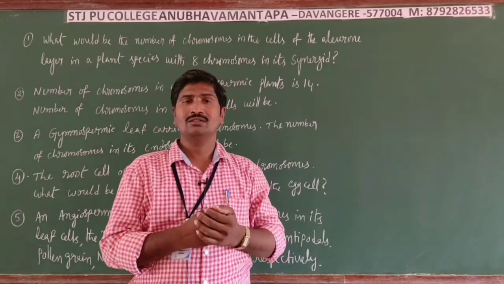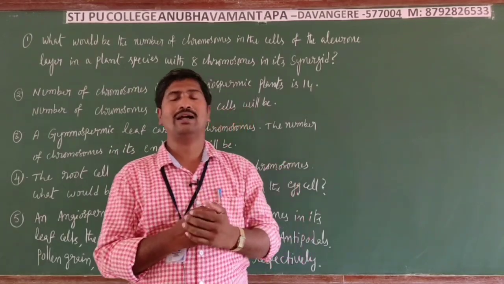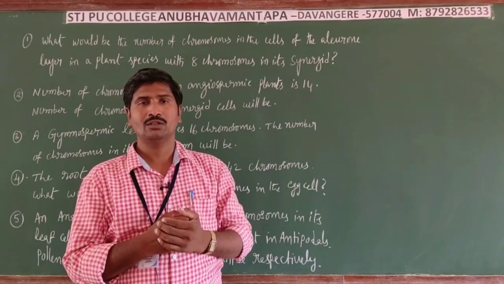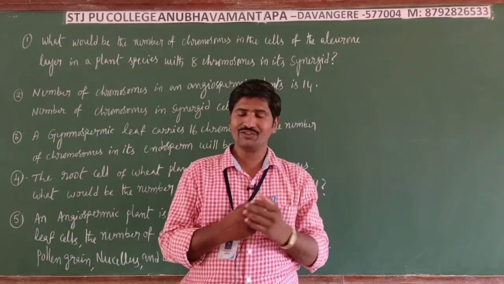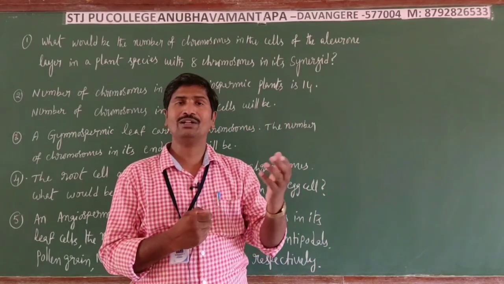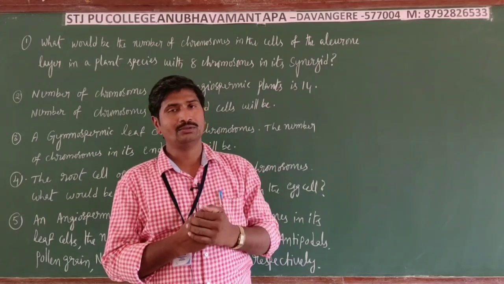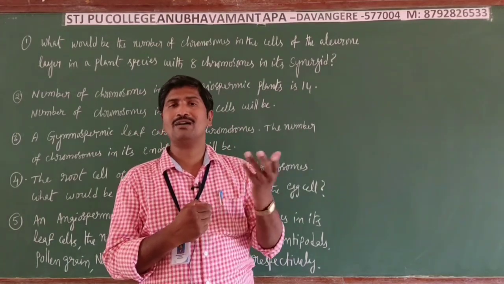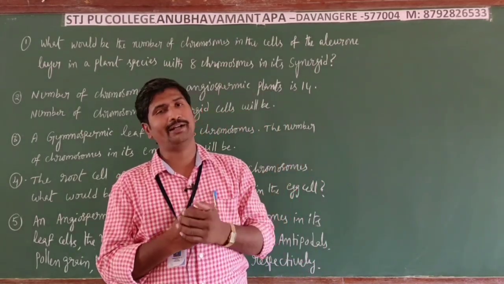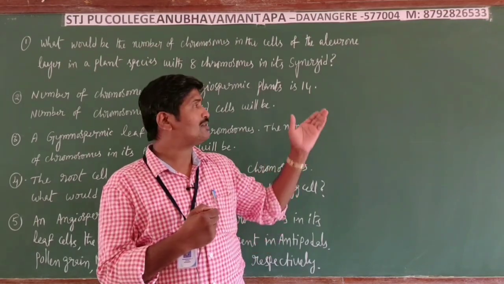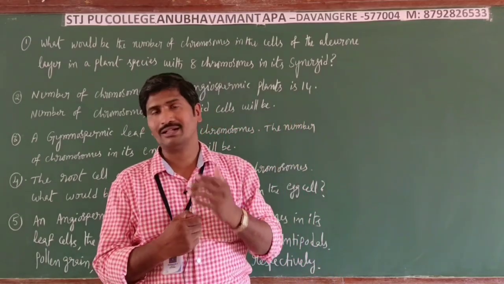In the last class, the ploidy of different parts of the angiospermic plant was completed. What are the main parts of the angiospermic plant body? One is the sporophyte, the second one is the gametophyte. The sporophyte is diploid; all the related sporophyte parts are diploid. All the related gametophyte parts are haploid. What are the parts of the sporophyte? What are the parts of the gametophyte? That was already completed in the previous class.